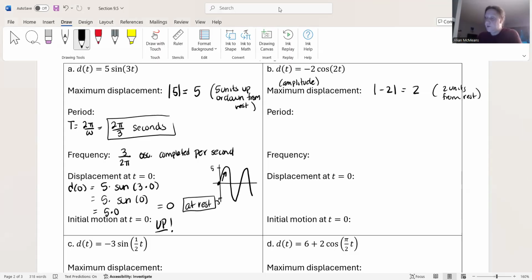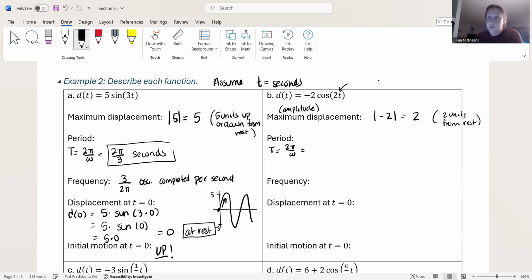Okay, now the period, remember, for the period, we take the natural period of sine or cosine, which is always 2 pi for these two, and then we divide it by omega, where omega is the coefficient of t inside your argument. So we're going to take 2 pi, divide it by 2. Well, the 2's divide out, which leaves me with just pi. So this tells me the time to complete one full oscillation is pi seconds. So one full oscillation is completed in 3.14 and so on seconds.